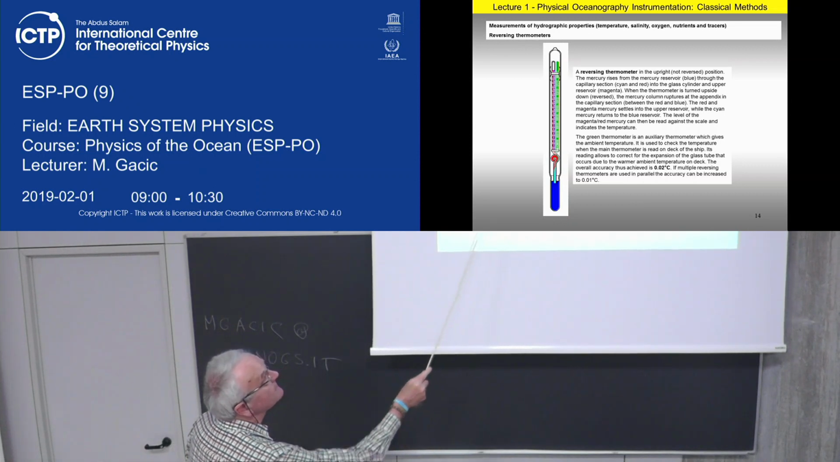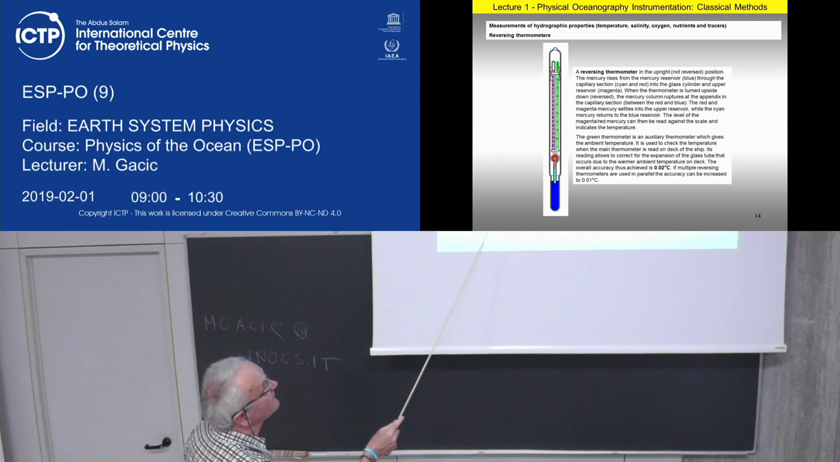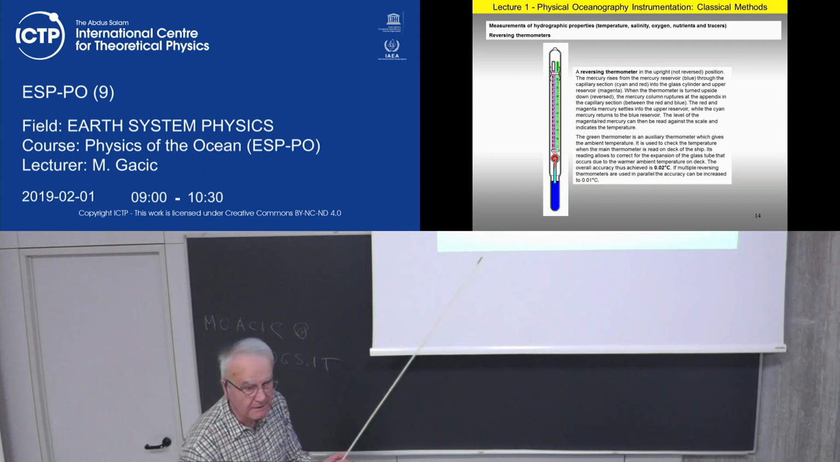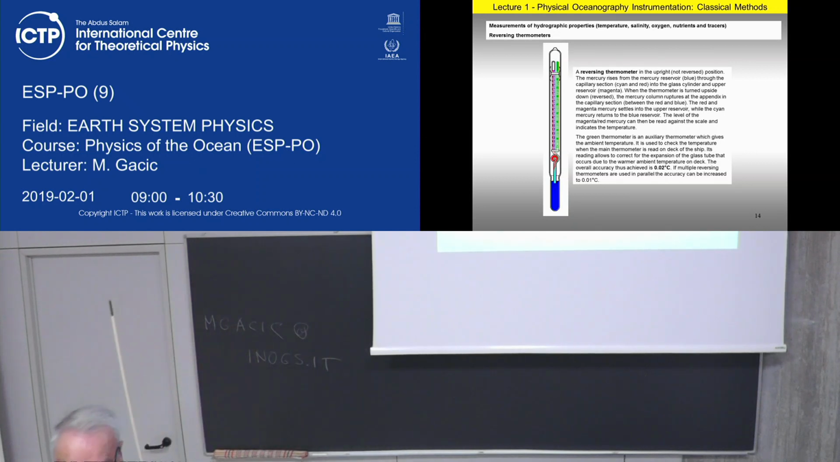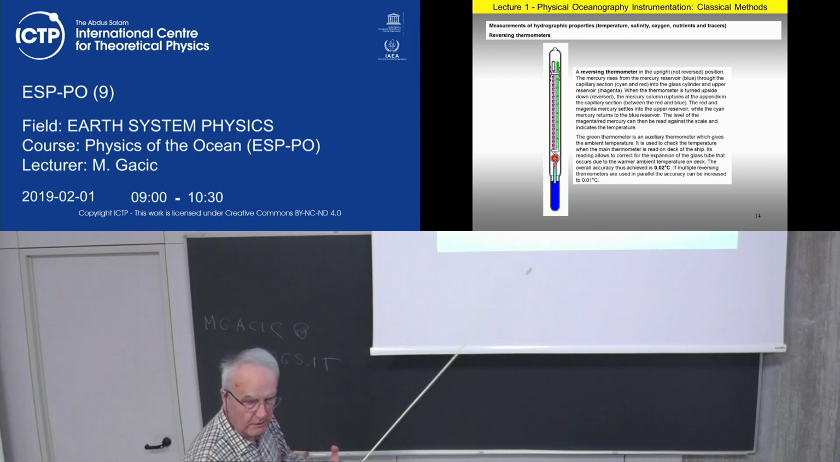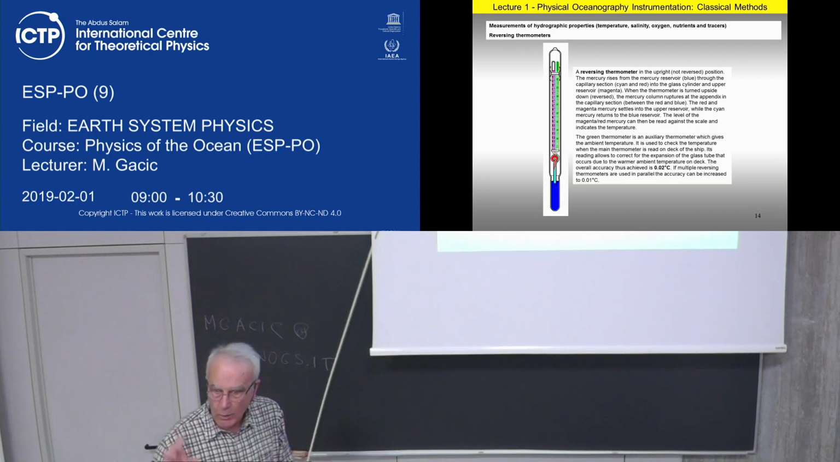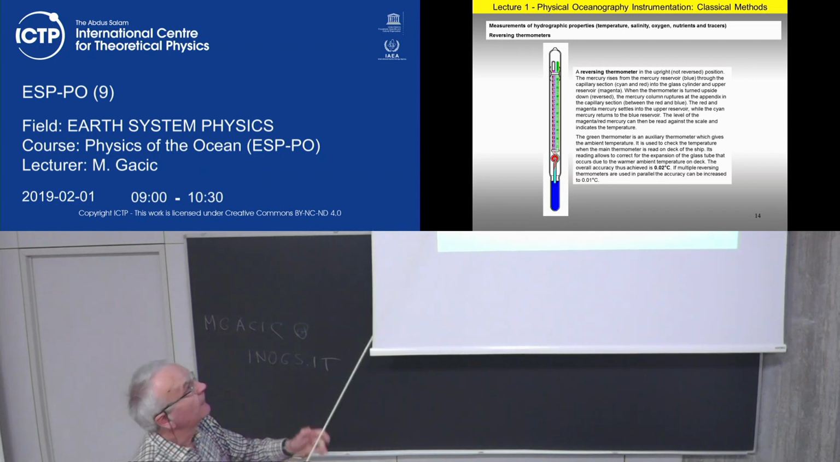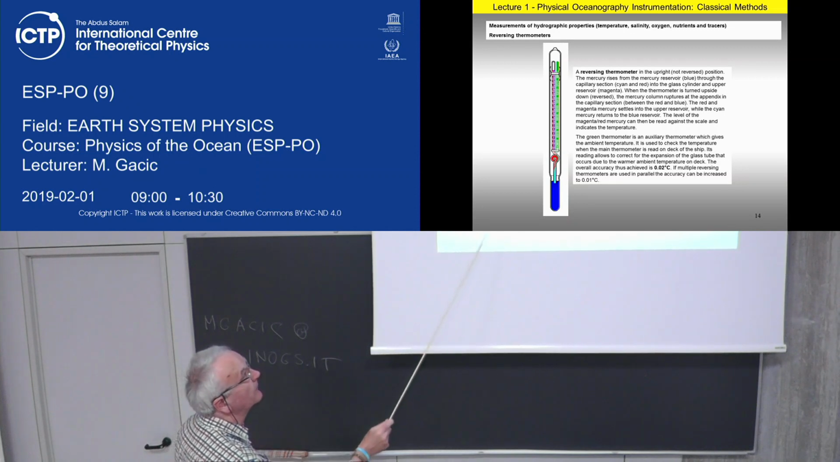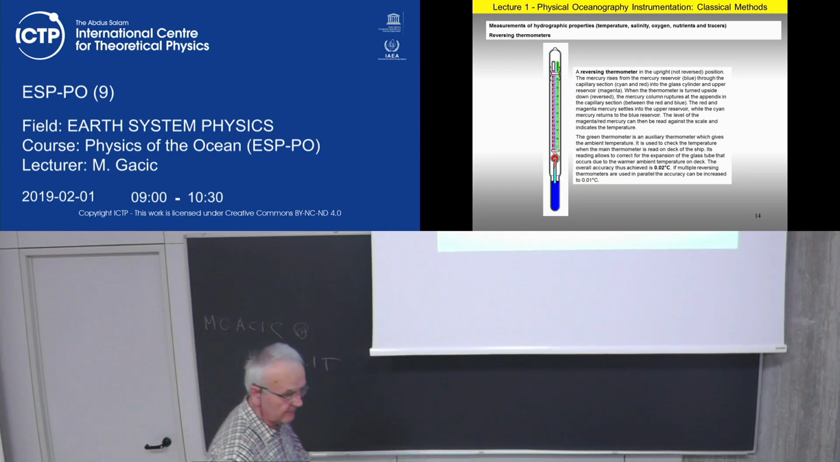This one, you can see this one, it doesn't have the mercury column and doesn't have this thing, because it measures the temperature at the place where you are doing your reading of the temperature at the surface. So it doesn't have to measure at the bottom. It has to measure the temperature while you are reading this one, the pink thermometer. Okay.